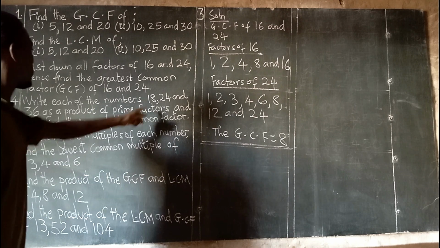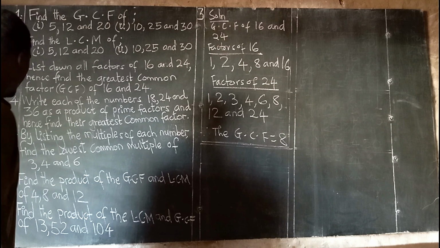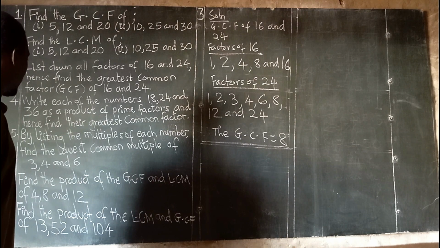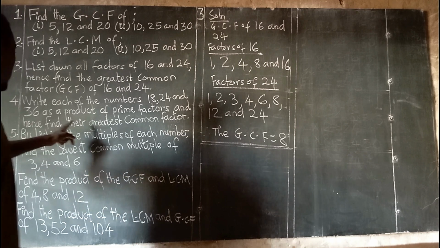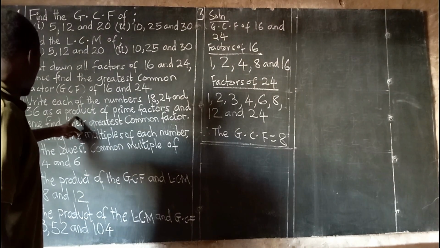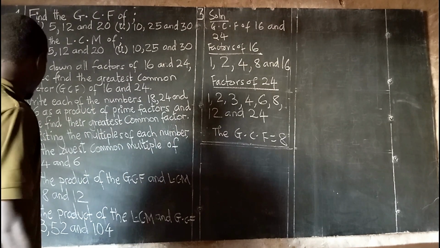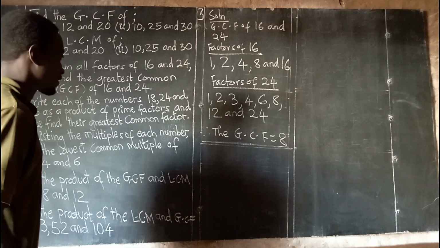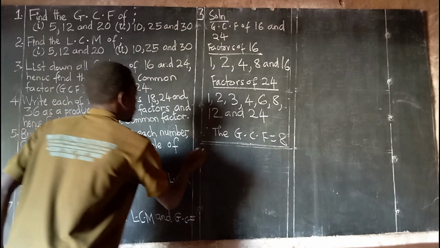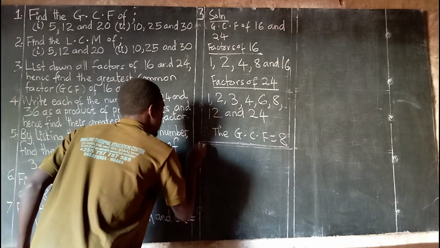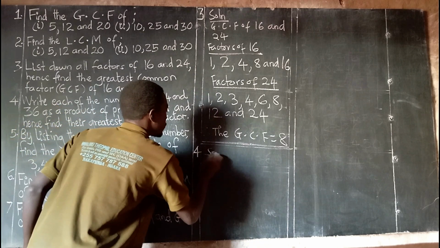Now we are given these three numbers and we are asked to calculate their greatest common factor, but we are instructed on the way to go. It means that we have first of all to write each of the three numbers as a product of prime factors. Let us see the solution for question number 4.